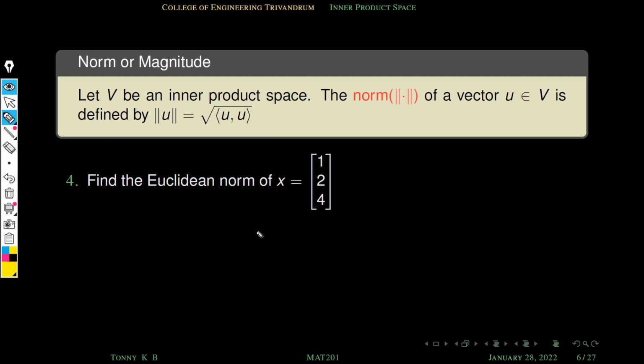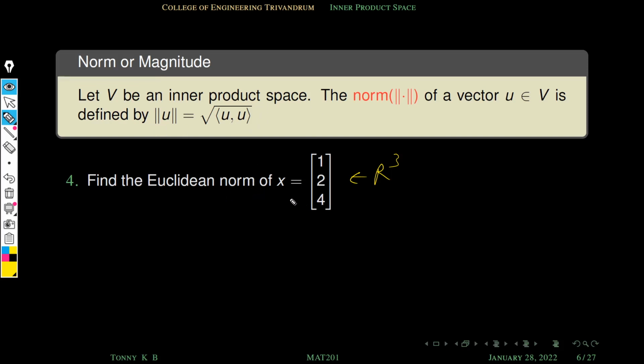So consider a problem. Find the Euclidean norm of the vector x equal to (1, 2, 4). It's clear that this belongs to the inner product space R cube. We know that R cube is an inner product space with the Euclidean inner product, and we have to find the norm corresponding to that inner product. That's why this is called a Euclidean norm. Euclidean norm is the norm corresponding to the Euclidean inner product. So corresponding to every inner product, you can define a norm on that space.